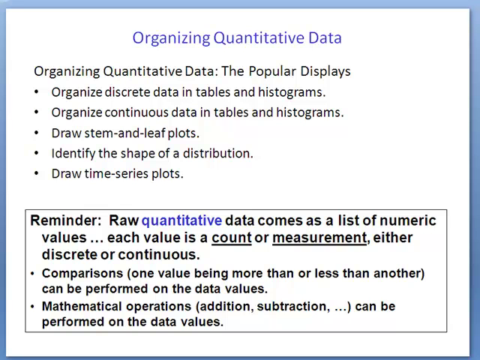Now again, raw quantitative data comes as a list of numeric values. Each value is a count or a measurement. Counts meaning discrete, and measurement meaning continuous. Comparisons, one value being more than or less than another, can be performed on the data values, and mathematical operations, addition, subtraction, multiplication, etc., can be performed on the data values.